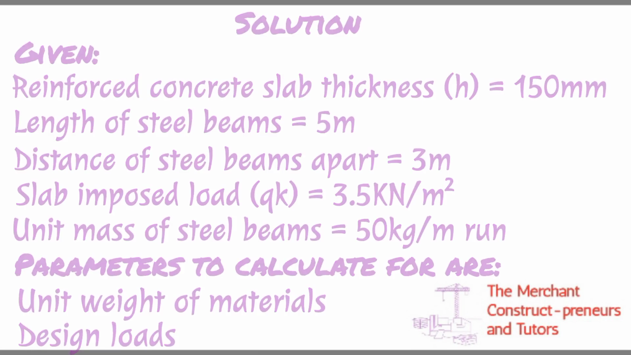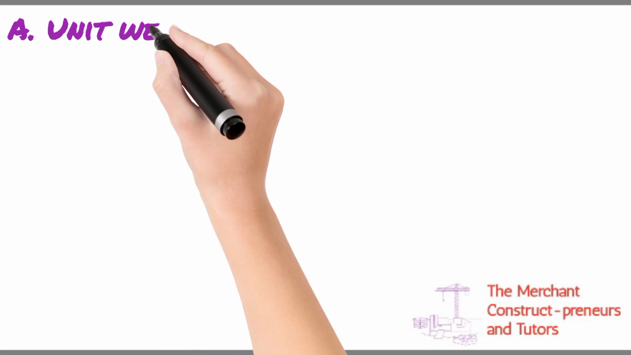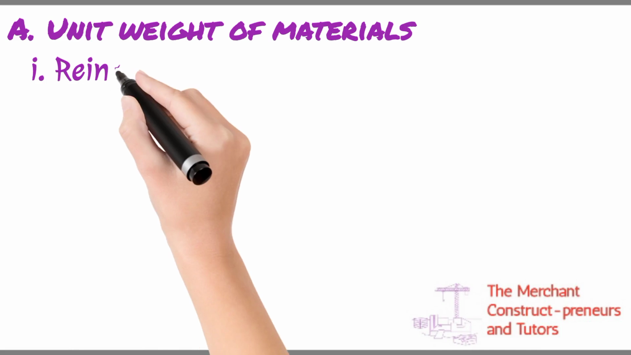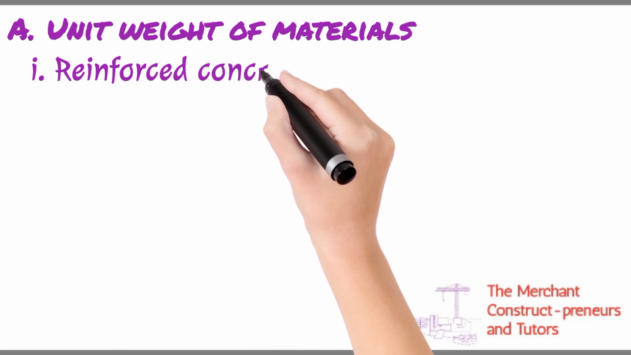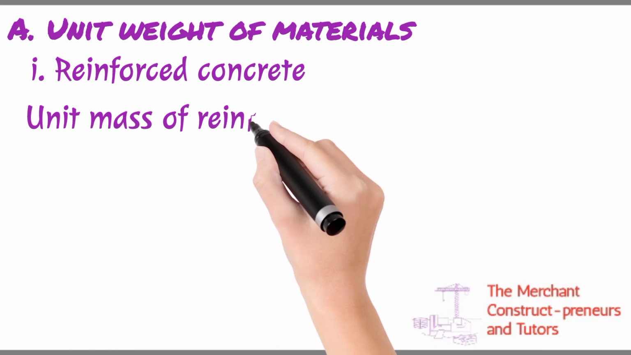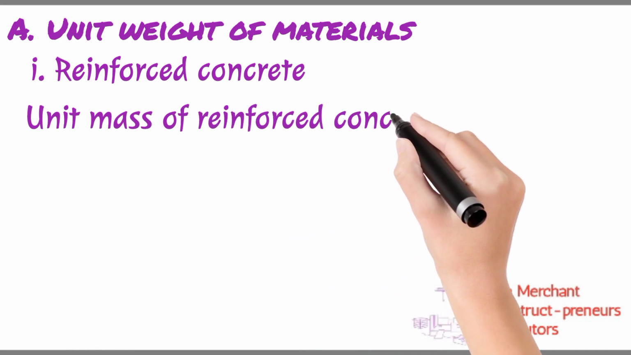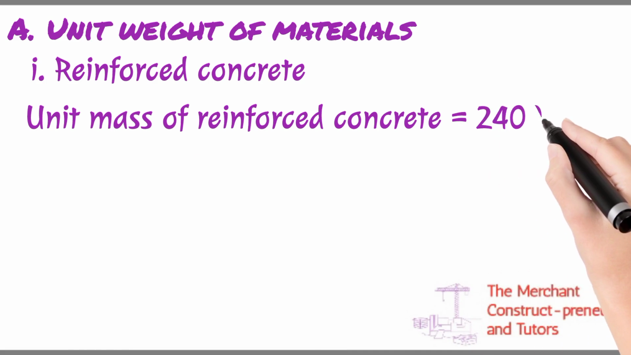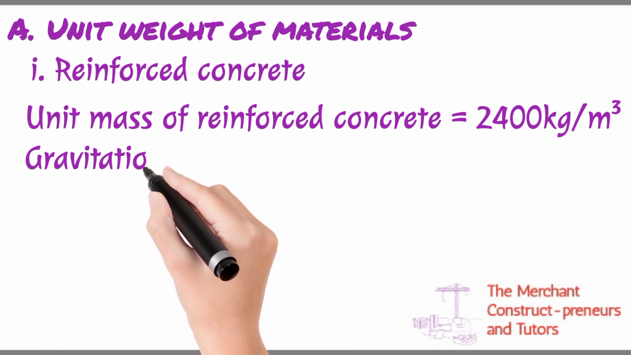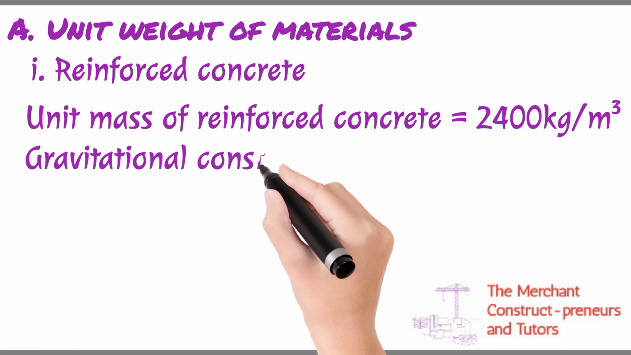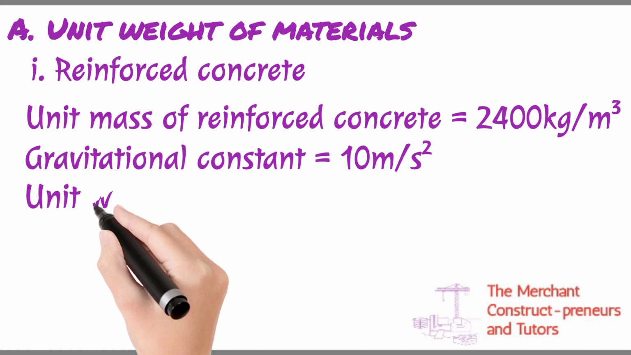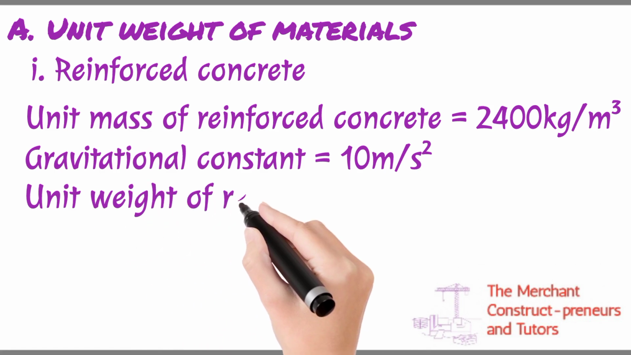So how these loads are transferred from one element to another, we are going to take step by step. For the first one, A, unit weight of materials. Like I said, we have two different materials: reinforced concrete and steel. For the reinforced concrete, the unit mass of reinforced concrete is 2,400 kg per meter cube.